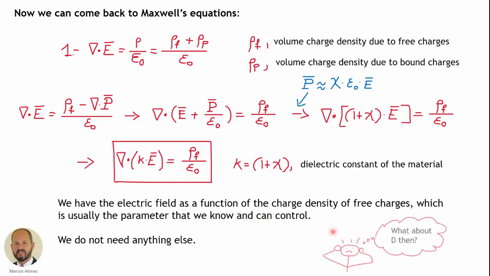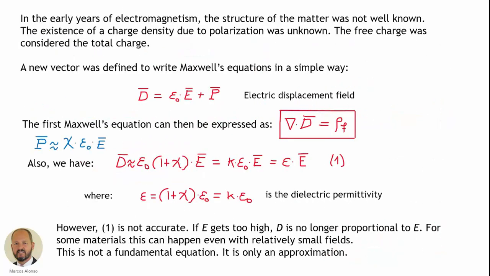But then we can ask ourselves, what about the field D? What happens with D? What is D? We are going to see this in the next slide. In the early years of electromagnetism, the structure of matter was not well known. Note that Maxwell wrote his equations around 1865, while the electron was discovered much later, in 1897.